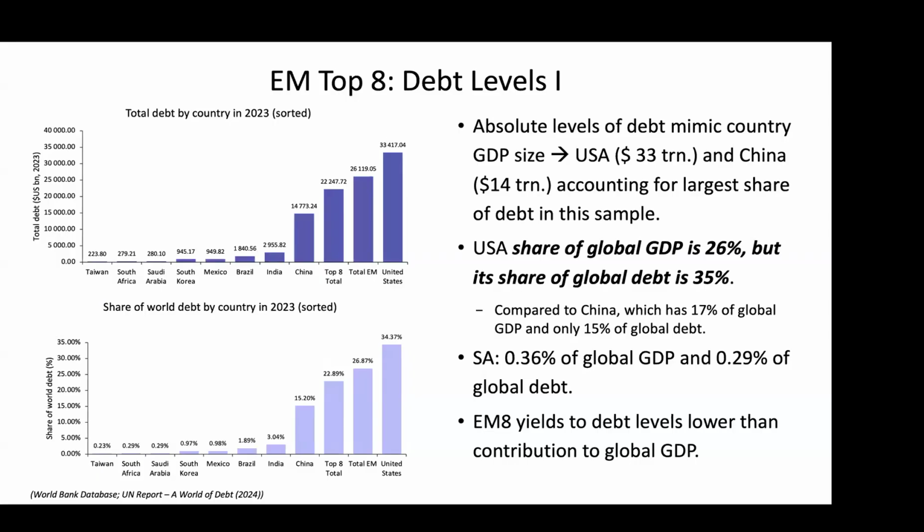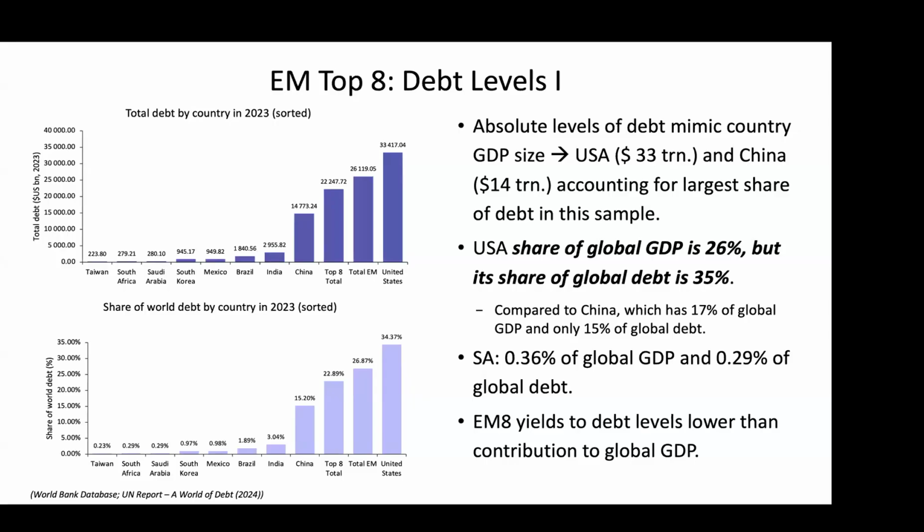What I like to do, though, is to compare countries. So the bottom graph looks at the share of world debt by country. So then you say, okay, well, if I take global debt and ask which countries are dominant, well, it is the US. 35% of global debt is accounted for by the US. The total EM8, so the 8 that we're interested in, the 90% of the index, account for 23% of total global debt. So lower, fine.